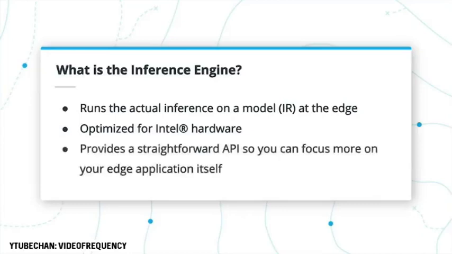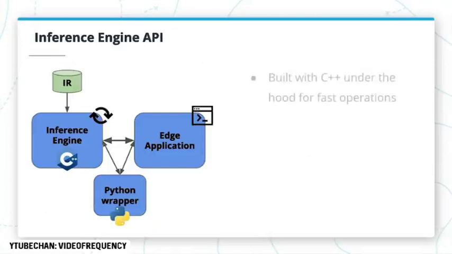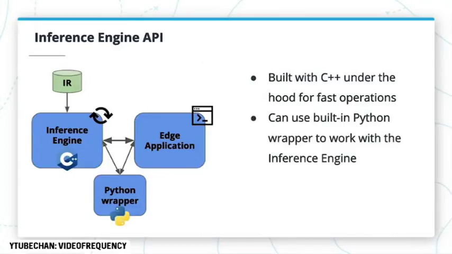The inference engine has a straightforward API to allow easy integration into your edge application. The inference engine itself is actually built in C++, for CPU at least, leading to overall faster operations. However, it's very common to utilize the built-in Python wrapper to interact with it in Python code. Otherwise, if you've built a C++ app, you can use the C++ API. Now, I've shown the Python wrapper separately in the chart here just to call it out, but it's really a part of the inference engine itself.